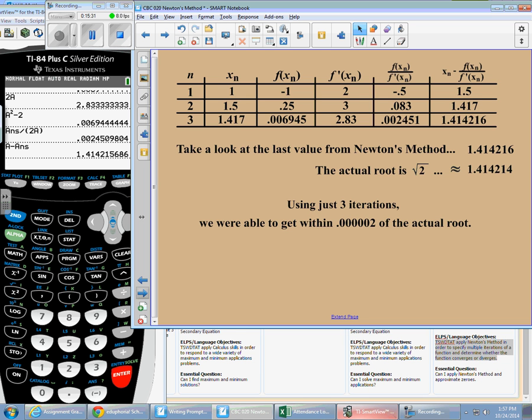There is the table once more. The last value from Newton's method that was there was 1.414216. The actual solution is the square root of 2, which is 1.414214. After just 3 applications or iterations of Newton's method, we have arrived at basically within 2 millionths of a decimal point of the actual solution. I don't know how that comes across to you, but that tells me Isaac Newton was pretty doggone smart. That was a clever way of determining where the roots are for a particular function.